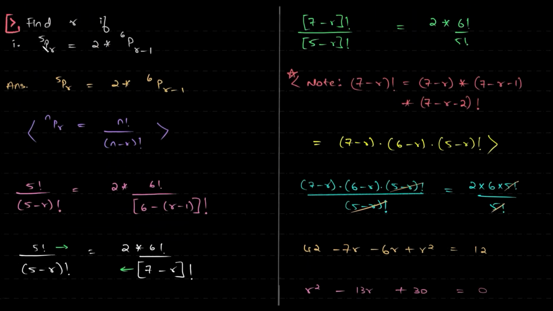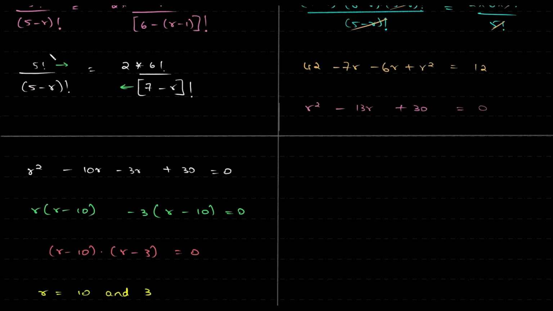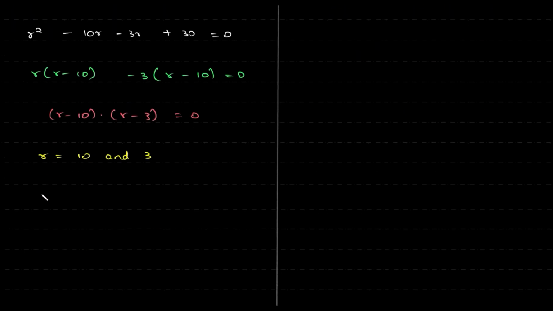Does it make sense? 5Pr, okay, see, we have 5 things out of which we can't choose 10 of it, is it not? But for the given condition, r cannot be equal to 10. Thus r is 3 only. Okay, that's the only value that r can take. So that would be your answer, right?